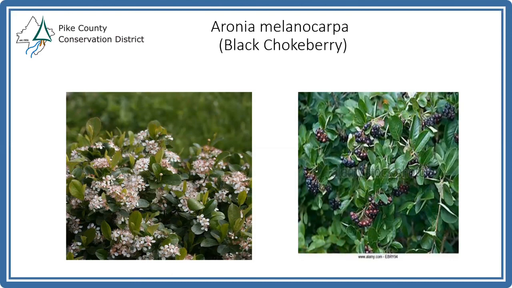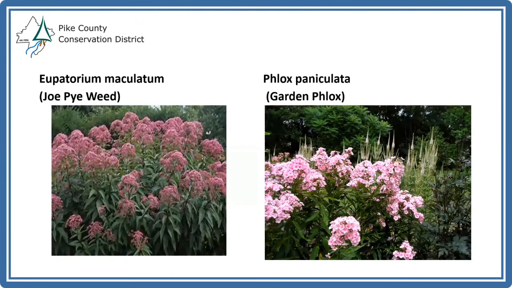And this again turns brilliant red in the fall. So again, you get the berries, and you get really nice foliage. Who needs burning bush? Some of the herbaceous perennials that you could put in your rain garden.